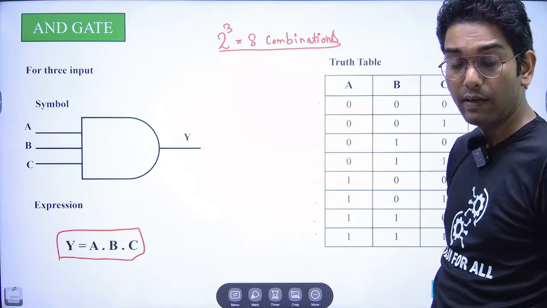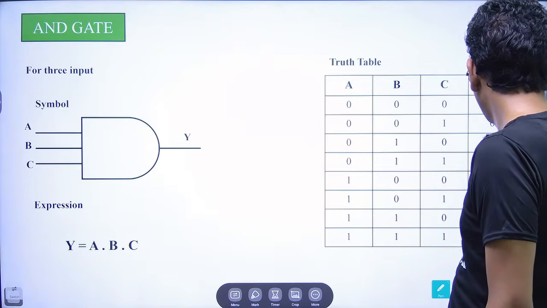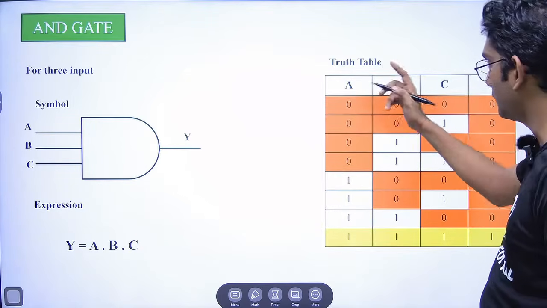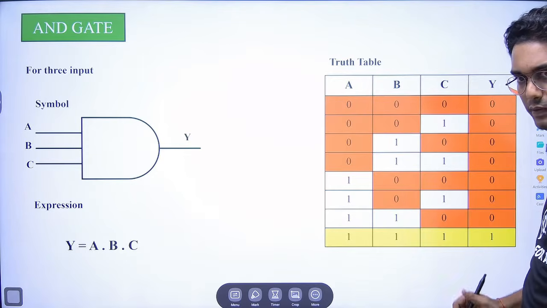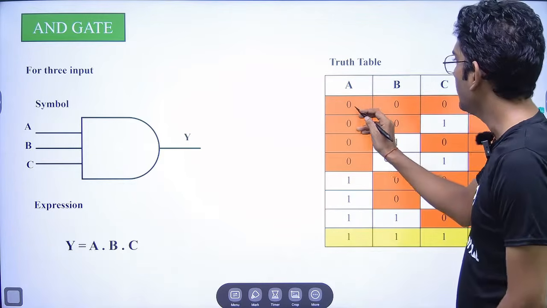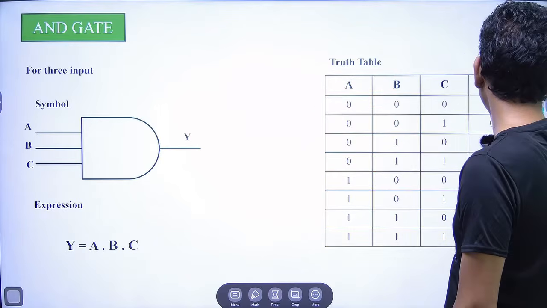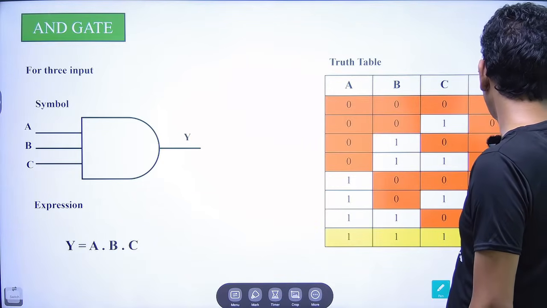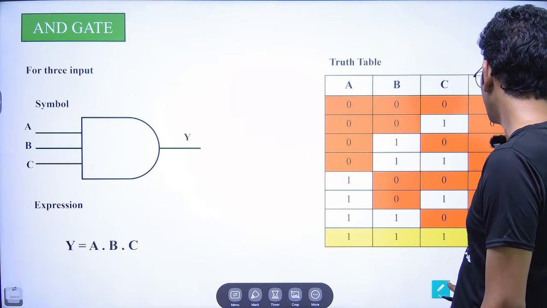And as I have told you earlier, if any of the inputs is 0 in the AND gate, then what happens? It will give the output as 0. Fine. So here you can see, in the first case all three inputs are 0. So what are we getting? We are getting 0 as our output.